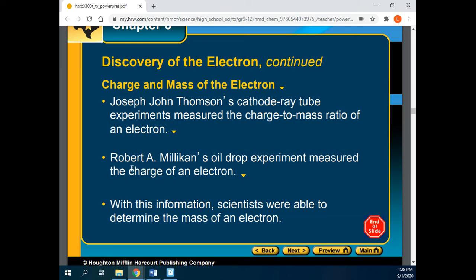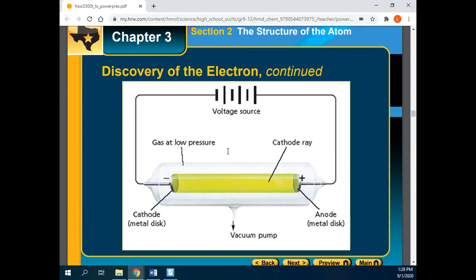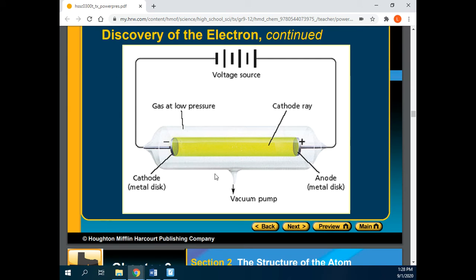You also will want to write down that Robert Millikan's oil drop experiment measured the charge of an electron. Both important information that you'll see on your quiz. You're going to want to jot that down. Okay? This is just a diagram of the cathode ray. You don't really need to write that down, just for you to look at.